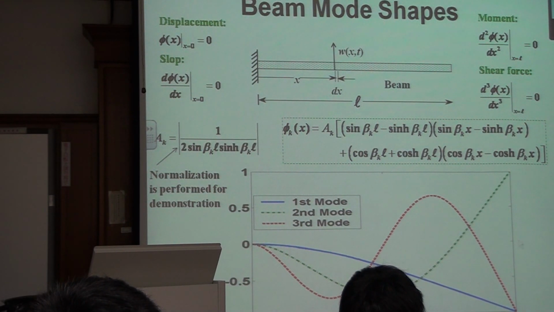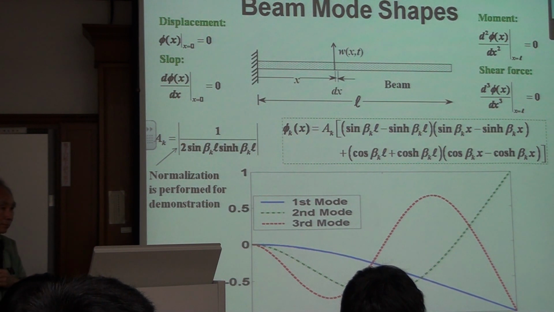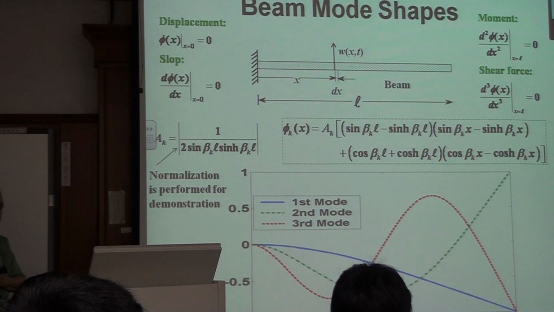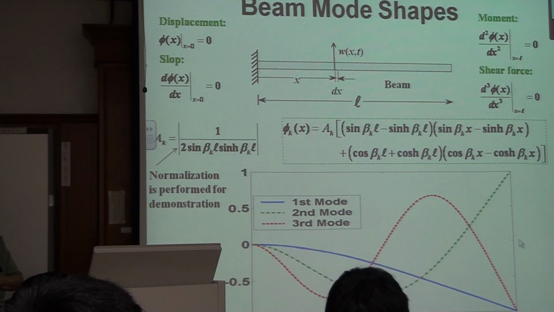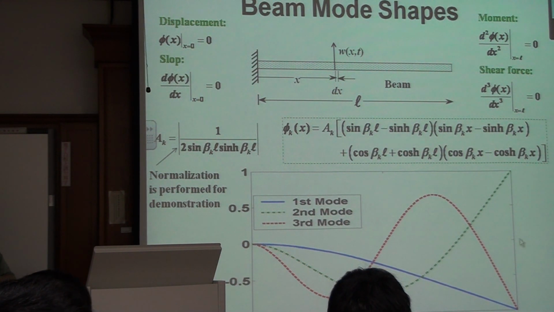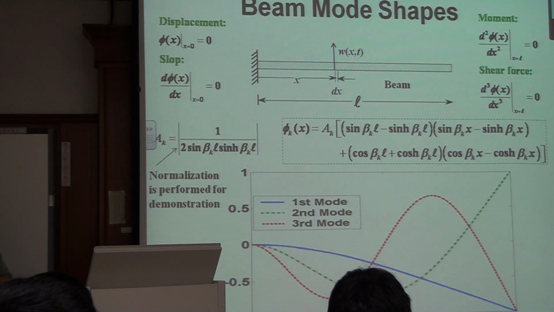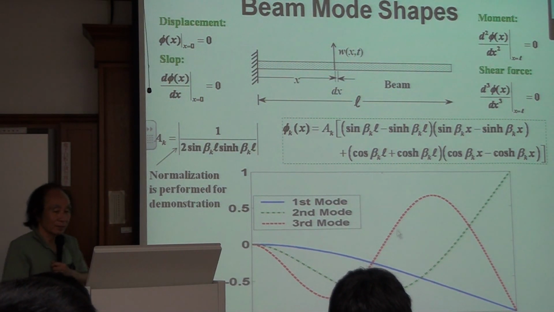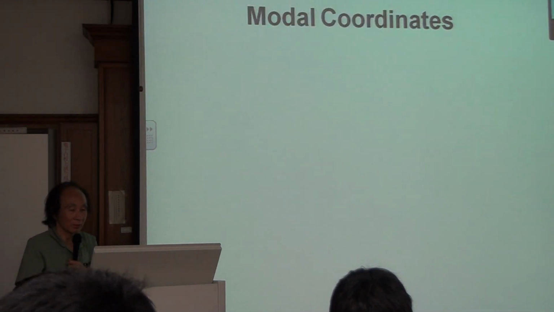So if I ask the fourth mode, how many cross section points do you have? The third mode I have two. The fourth mode I have how many? The fourth mode I have three. The fifth mode I have four, and so on. Okay. So this is the property of this.